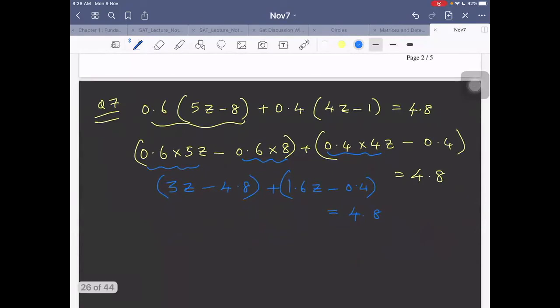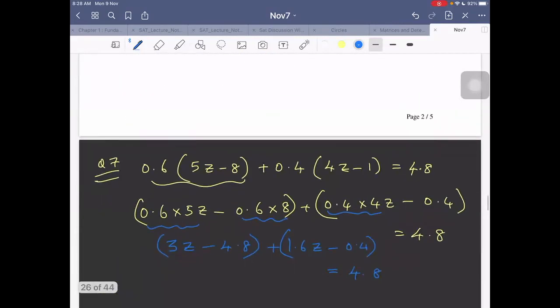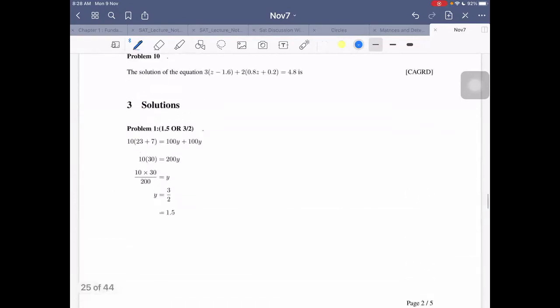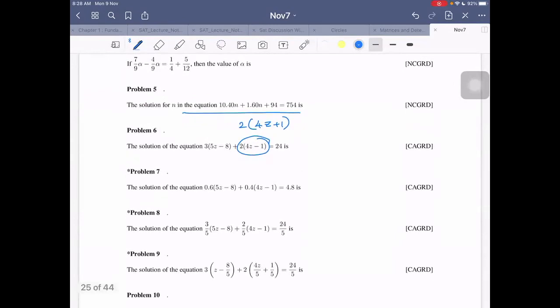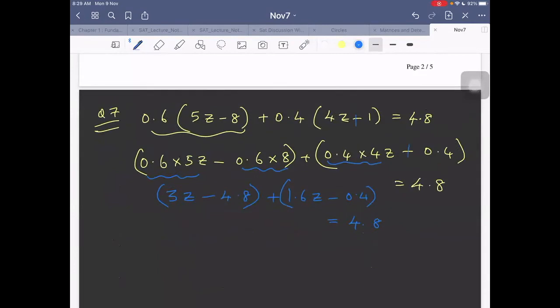Oh, in this question again, there is a typing mistake. I'm sorry about that. In this question, there is a typing mistake. You just correct this number as 4z plus 1. Please make that correction now.